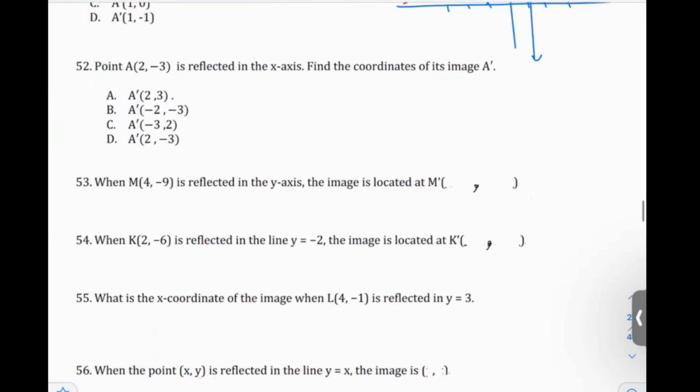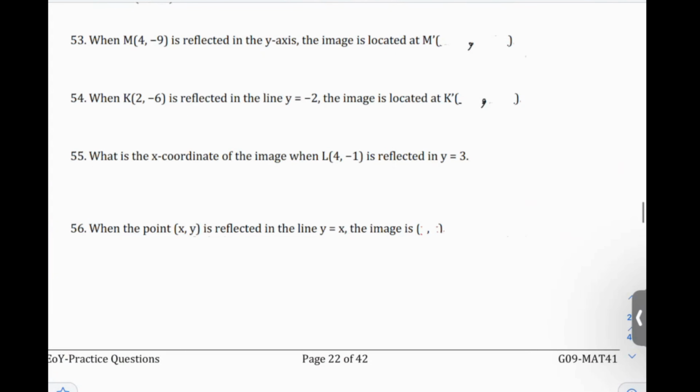Now, the point (2, -3) is reflected in the x-axis. Find the coordinates of its image A prime. Reflection in the x-axis, as we mentioned, turns (x, y) into (x, -y). That means who is changing? Y only reverses the sign. So this one will be positive, and A prime will be this one.